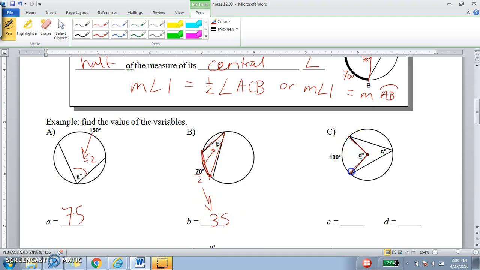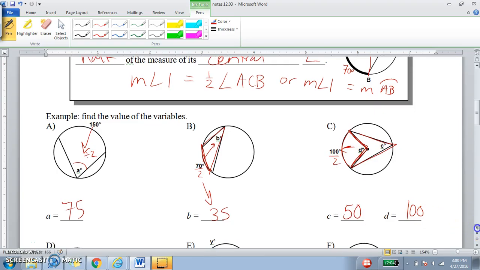Over here, D is the central angle, so that's going to be equal to the arc, which is 100. So D is going to be 100. C is going to be 100 divided by 2. It's going to be half of it. So C is going to be 50.